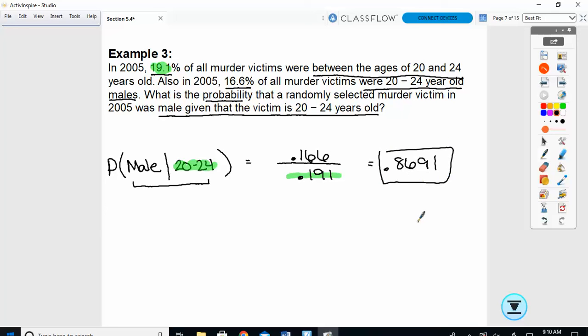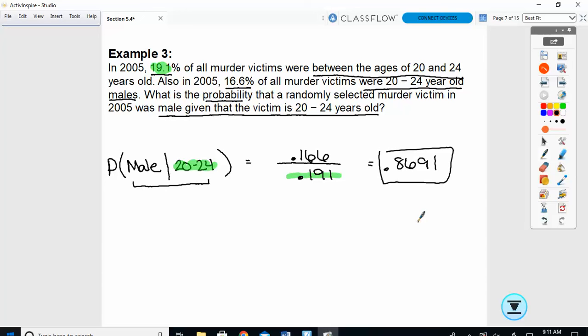Okay, so what we just found, just in general, the probability of the person being a male in 20 to 24, that was only 16.6. But if I already know the person fell in that age group, there's almost an 87% chance that was a male. So we already knew the age, so then we could find the probability that they were also a male.